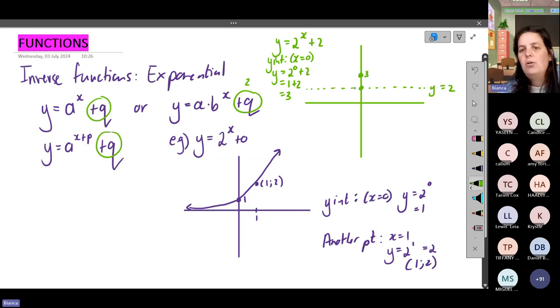Now, like I said, you want to find another point on the function. So to find another point, sub in an x value of 1. You can choose any x value, but I always choose 1, always. So now we're going to find another point.